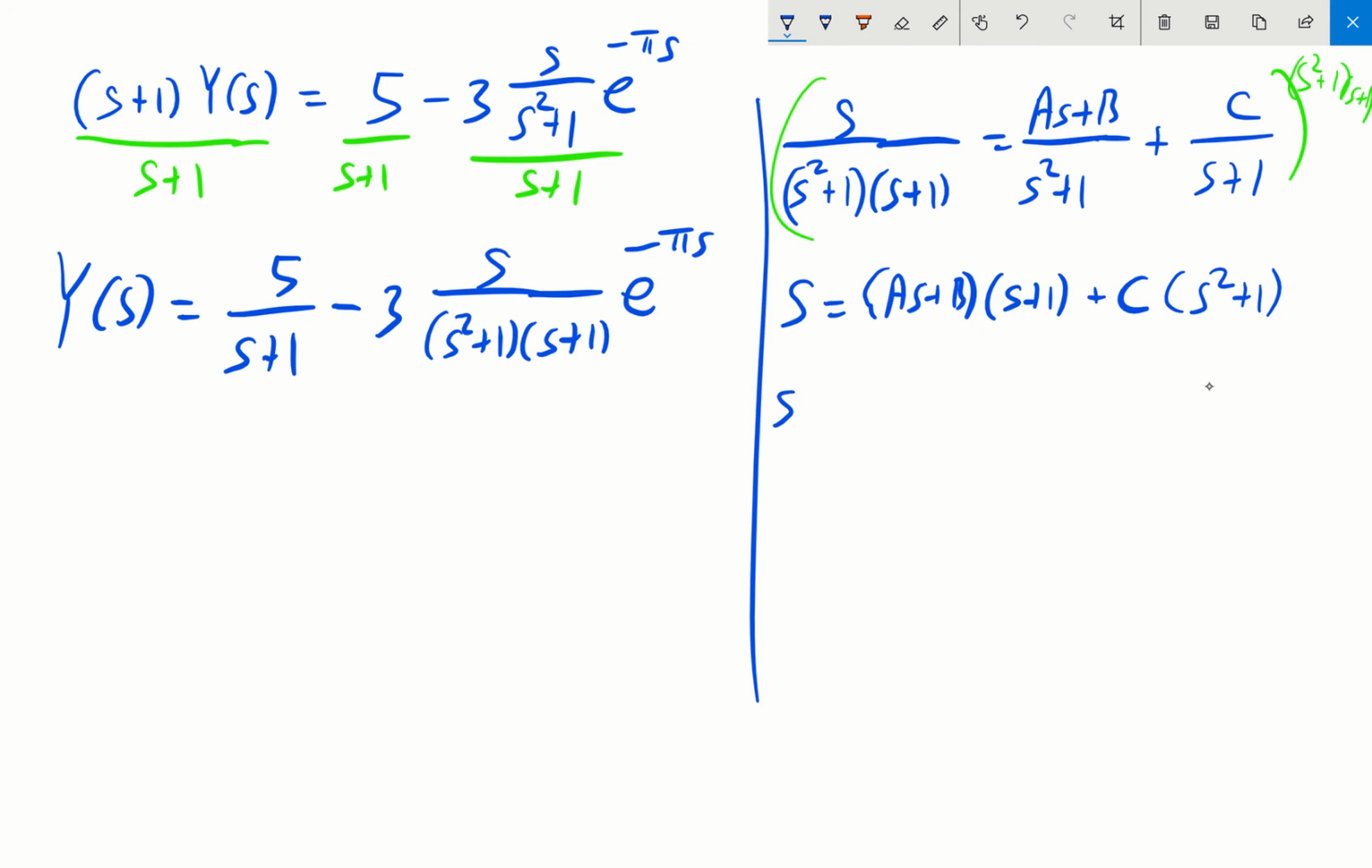Probably the easiest way to solve for this is to make a convenient choice of s to begin. Let's let s be negative 1. If s is negative 1, this whole factor would be 0. And we get negative 1 equals c times 2. So c is equal to negative 1/2.